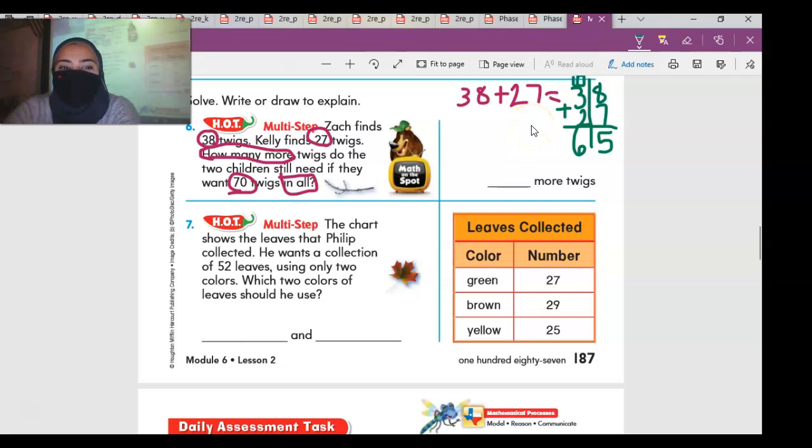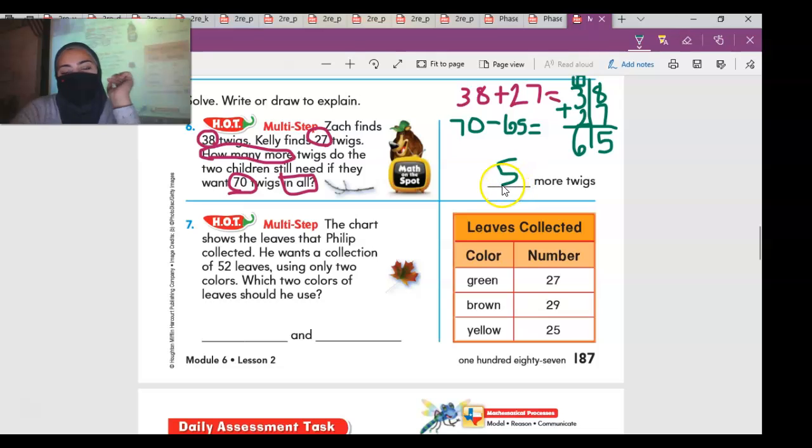So now, not 10 more. Let's count. If they want 70 and they only have 65, 65 plus what equals 70? 5. I put 70 minus 65 because we're taking away. 70 minus 65 is 5.